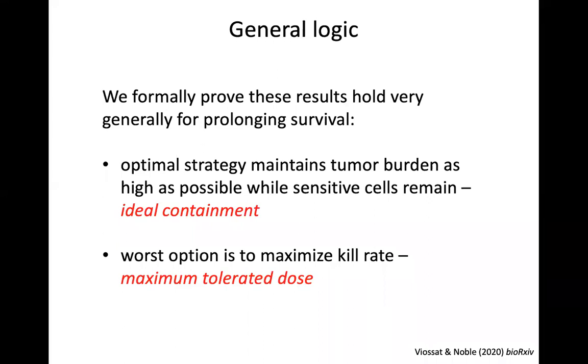And the worst option is actually to maximize the kill rate. This is the maximum tolerated dose, which is actually the default strategy that's often used in the clinic, trying to eliminate tumors. What we show is that if the assumptions on the previous slide hold, and if there is pre-existing resistance, then that's actually a very bad strategy for prolonging survival.